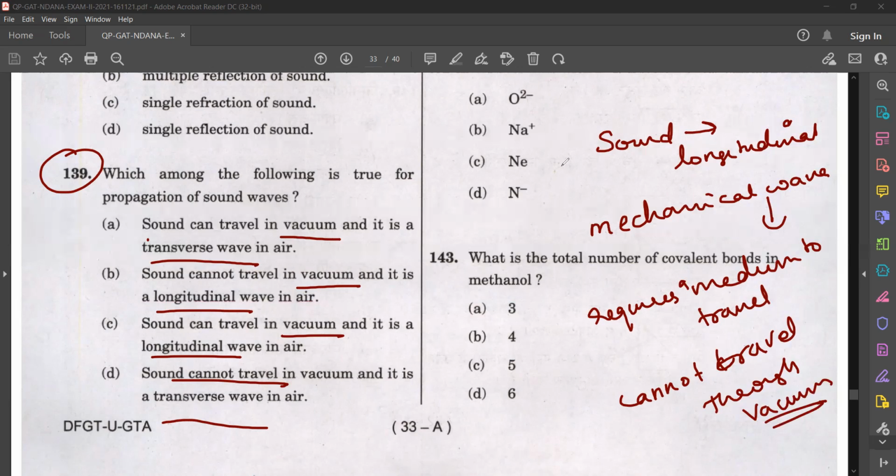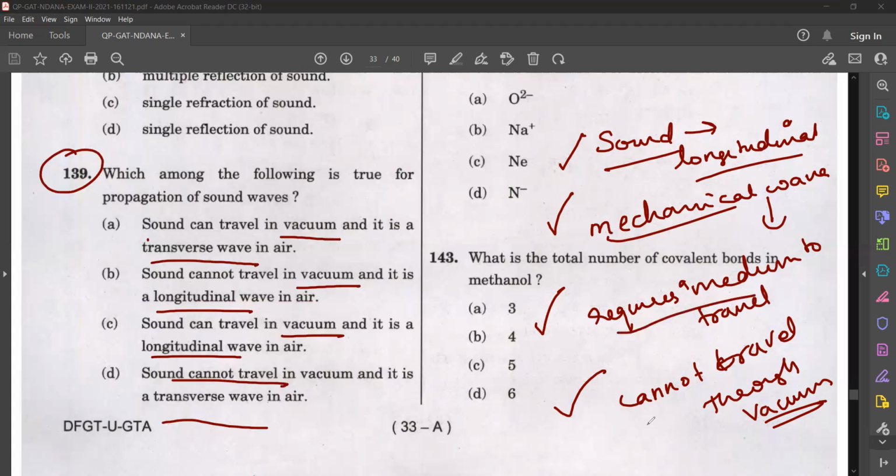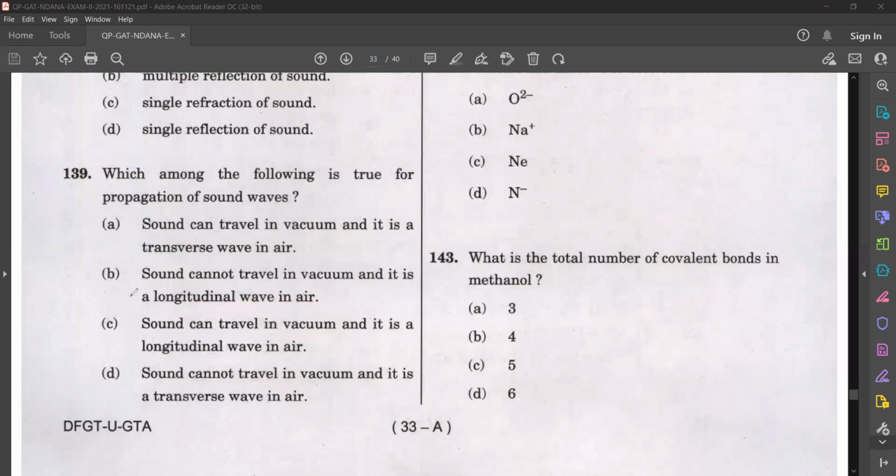Understood? So sound wave is a longitudinal wave. It is a mechanical wave. It requires a medium to travel. It cannot travel through vacuum. So which is the correct option? Sound cannot travel in vacuum. It is a longitudinal wave. That is the correct option. Option B is the correct option.